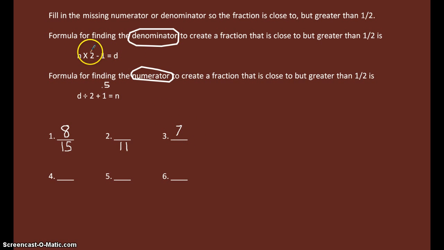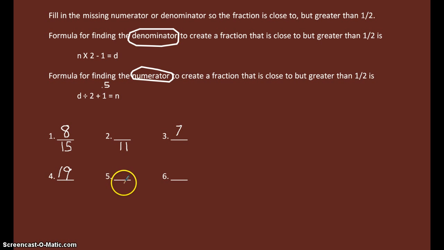So 7 times 2 gives us a certain product. We subtract 1 from that product, and that will be our denominator. And I will leave that for you to fill in. Then, number 4, they give us a numerator. And once again, we have to find the denominator. So we will say 19 times 2, and we'll take that product, we'll subtract 1 from it, and it will give us our denominator. I'll leave that blank and give you a chance to answer that one on your own.